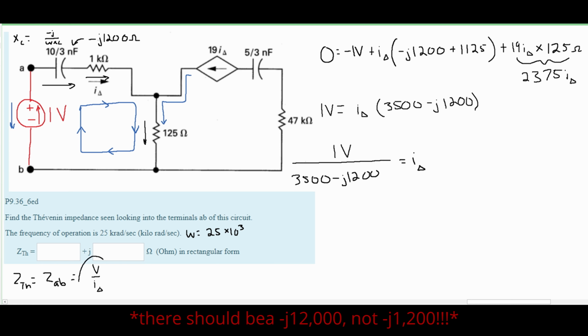Now we can plug this in as we know here. We are going to say that we have a 1 volt, because this is our voltage, over the equation that we have right here. Putting this over here, we can see that our volts are going to cancel out. This is just going to leave us with 3500 minus j 1200.